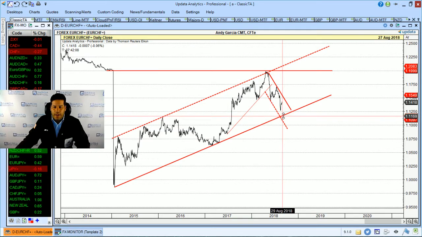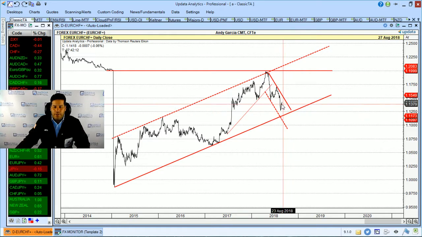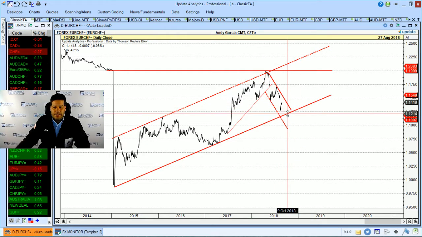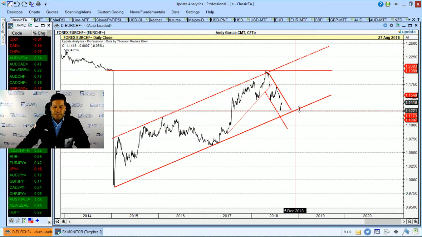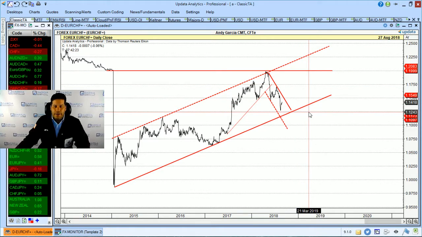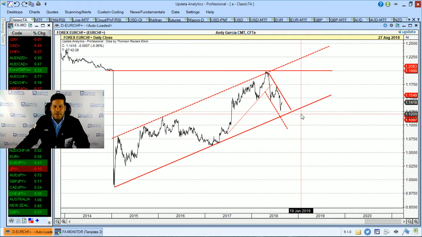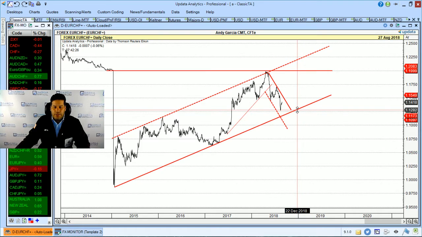You have the lower end of this boundary line where I'd be looking for some tester trades to the long side to see if this market will actually bounce up and respect this lower trend line and then fake out a lot of the bears out there. I just don't think that it's ready to move back through this lower boundary line.